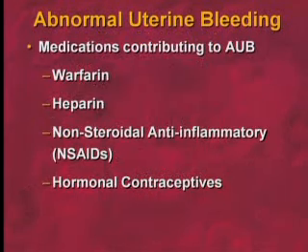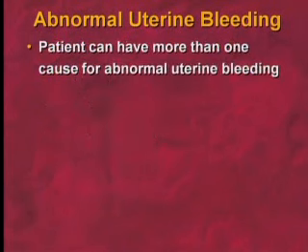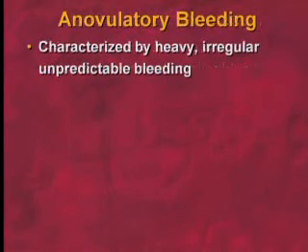These are some medications that can contribute to AUB, and as I said before, the NSAIDs, we really need to pay attention to that if our patients are frequently taking those medications for headaches. It's very important for us to know what medications the patients are taking, both over-the-counter and herbal medications. I want you to know that a patient can have more than one cause for abnormal uterine bleeding. This is very important for us to know. If we're trying to make a differential diagnosis, we may be considering one thing, but there may be more than one thing contributing to their abnormal uterine bleeding.